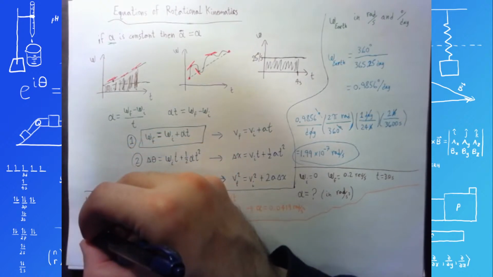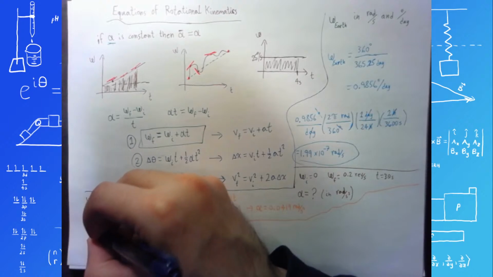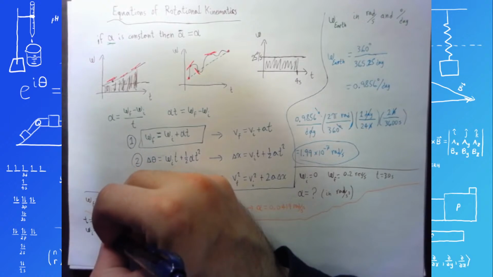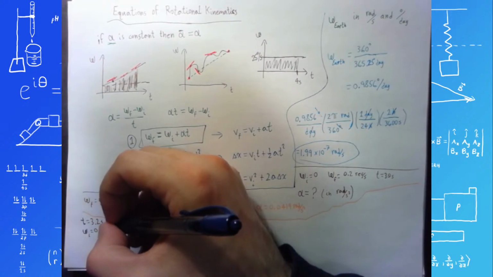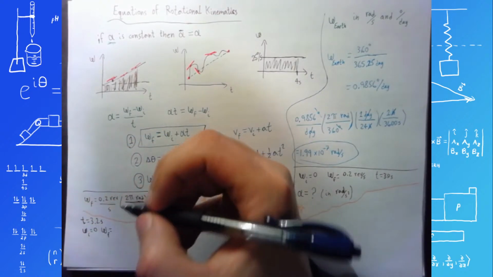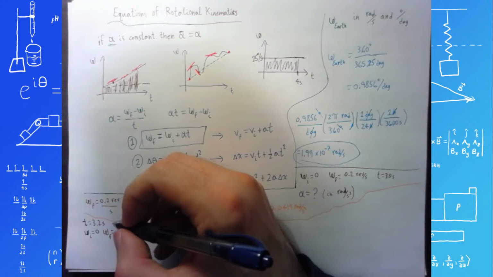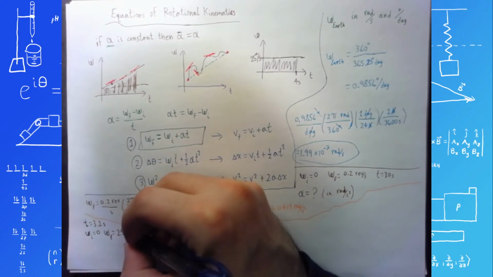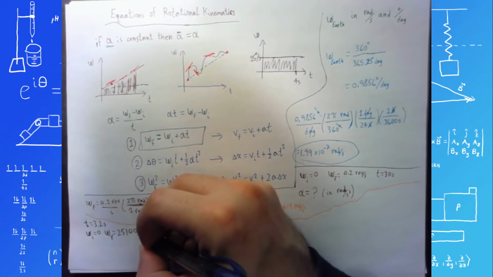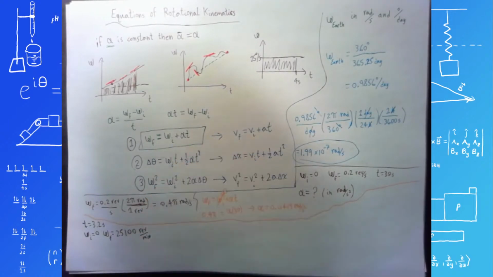And they did say it starts from rest, so omega initial is 0. And they also gave us omega final is 2.51 times 10 to the 4 revolutions per minute. And I think I would rather just write that out in normal notation, so 25,100 revolutions per minute. RPM, if you see it written as RPM, that just stands for revolutions per minute.